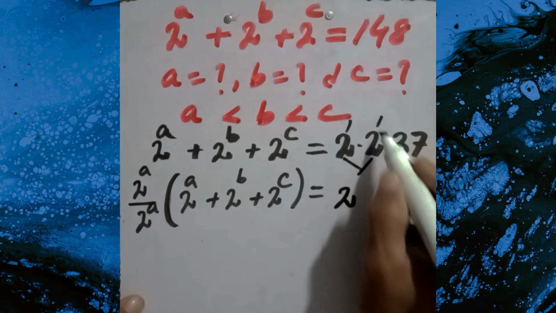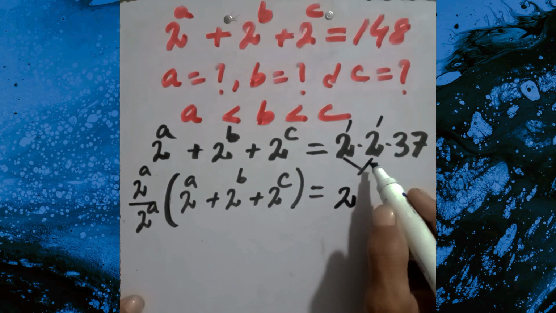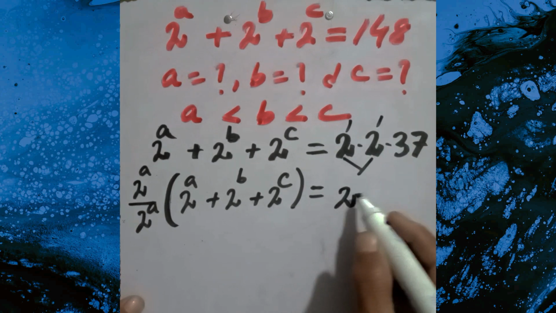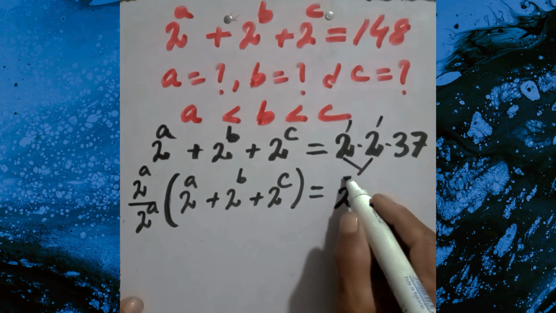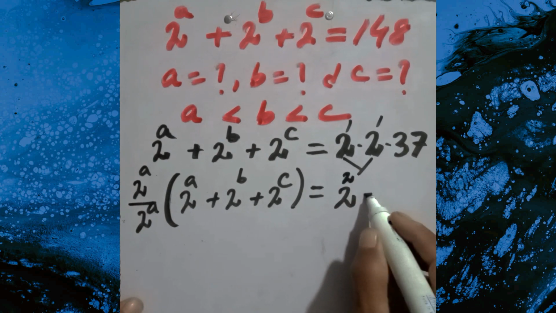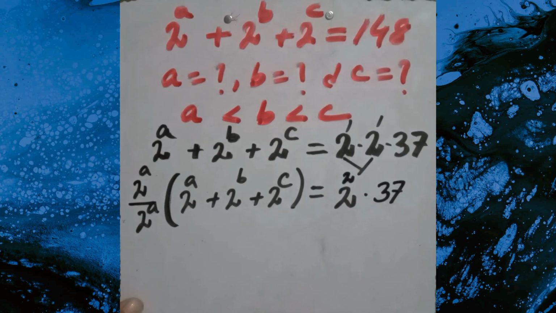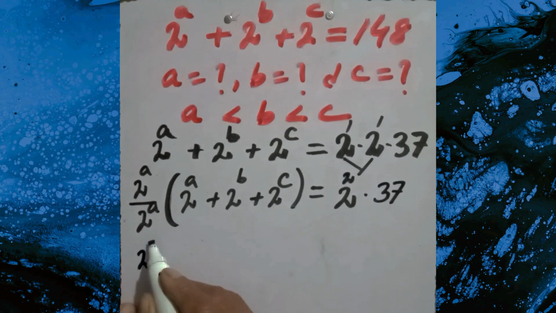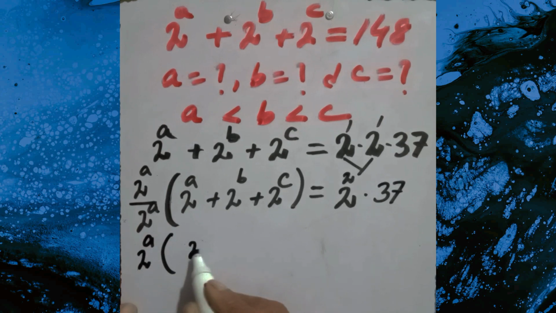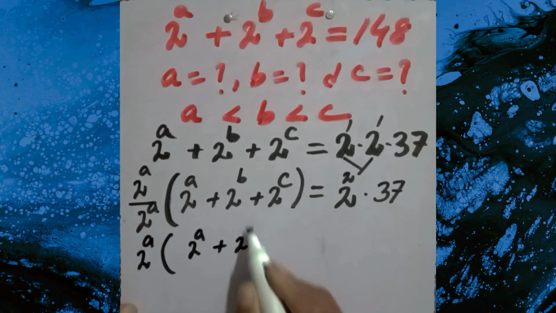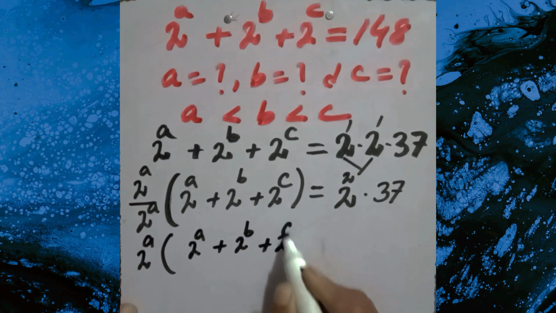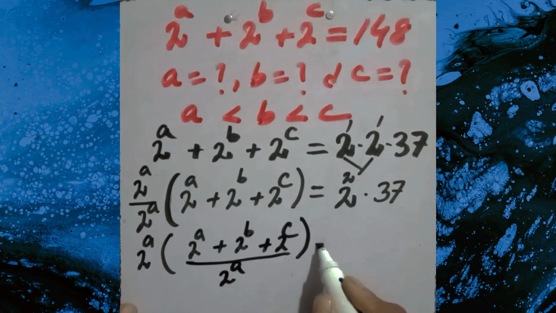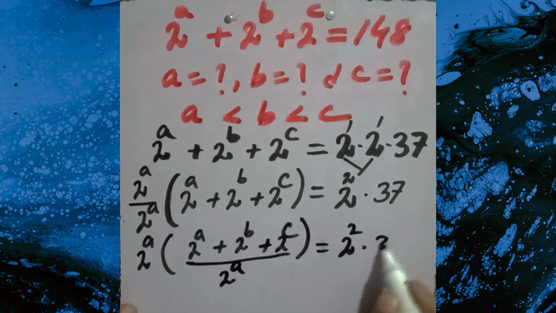Here the power is 1 and 1, so in the case of a product or multiplication, we add the powers and take one base. The exponents are added, so we get 2 exponent 2 and 37. Now this term is divided by each of these values, so we can write 2 exponent a times the bracket of 2 exponent a plus 2 exponent b plus 2 exponent c, divided by 2 exponent a, is equal to 2 exponent 2 times 37.